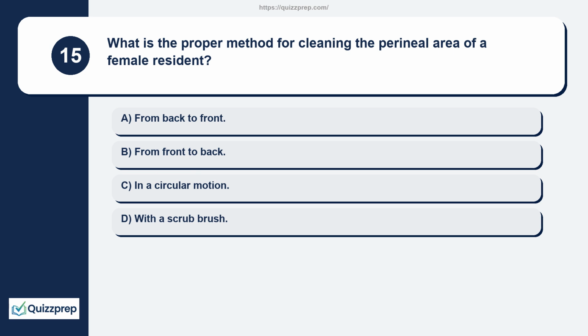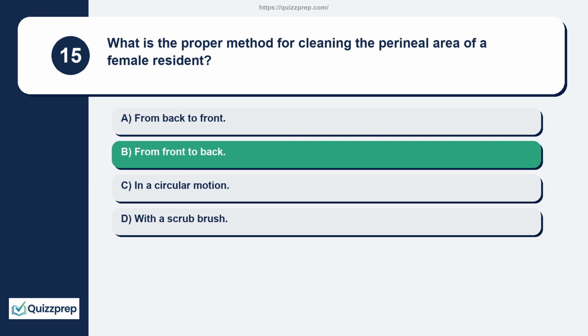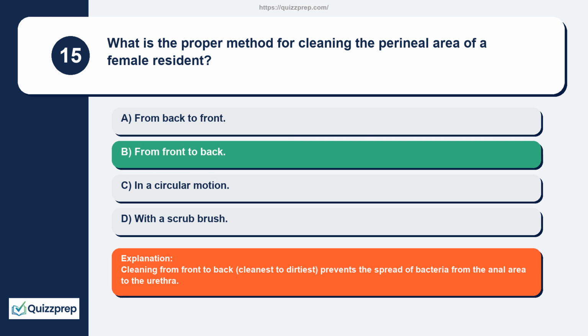Question 15. What is the proper method for cleaning the perineal area of a female resident? From back to front, from front to back, in a circular motion, with a scrub brush. Cleaning from front to back, cleanest to dirtiest, prevents the spread of bacteria from the anal area to the urethra.